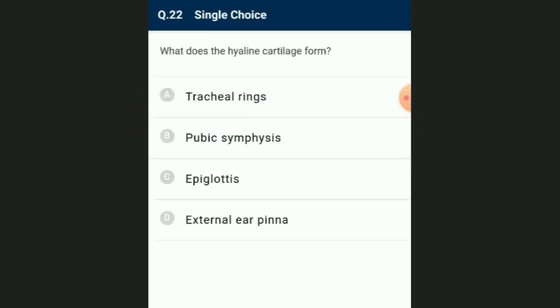Question number 22. What does the hyaline cartilage form? Hyaline cartilage is mainly made of hyaline and is the most abundant cartilage in the body. The matrix is characterized by bluish color and it is glass-like or translucent. The fibers, if present, are few and mainly made up of collagen. The answer for this question is option A, tracheal rings. Hyaline cartilage forms tracheal rings.